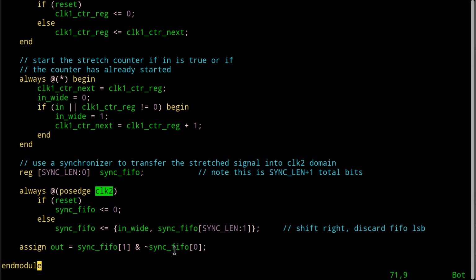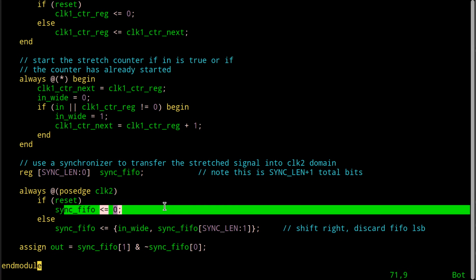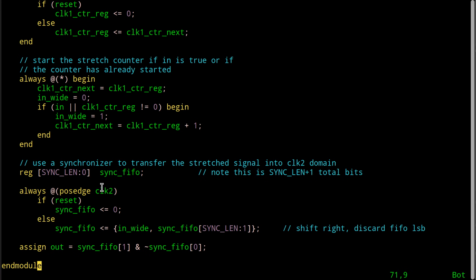Down here we have a little different situation. The output of this whole thing we set to true if sync FIFO 1 is high and sync FIFO 0 is low. Again, if you can't follow this in your head, we'll see it in the waveform in a second. If the FIFO is all zeros, like here after it's been reset, it'll still be 0 as long as clock 2 is ticking away without reset being true and your input is 0. It just sits there all full of zeros.